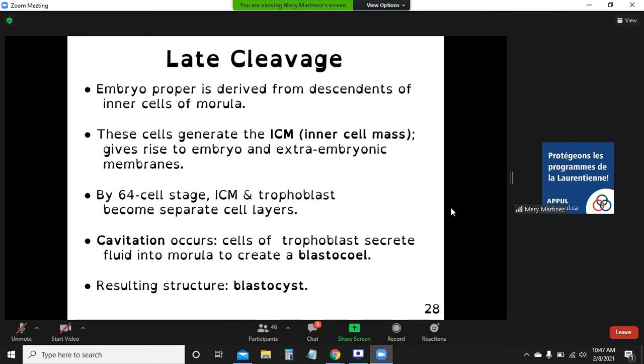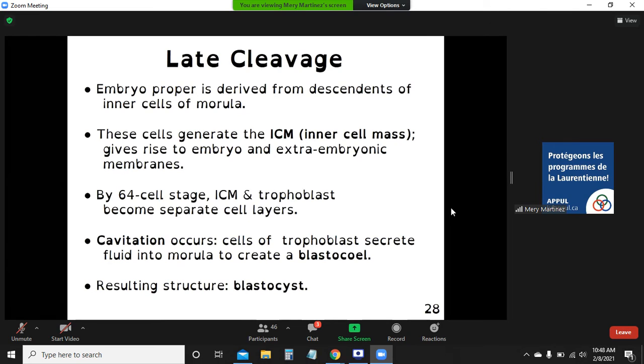The mammalian embryo proper is derived from the descendants of the inner cell mass in that 16-cell morula, supplemented by cells derived from the trophoblast. The cells of the inner cell mass give rise to the embryo and the extraembryonic membranes, that is the yolk sac, the allantois, and the amnion, but not the chorion. The chorion is from the trophoblast, okay?